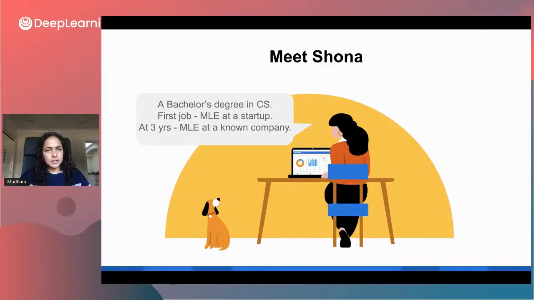Then the next step she tried was trying to see which companies she had some connections at and tried applying through them.